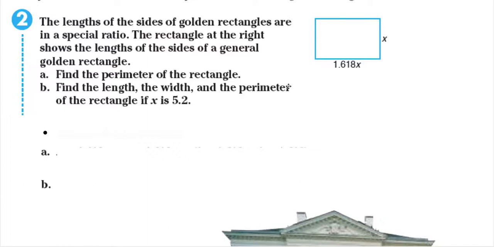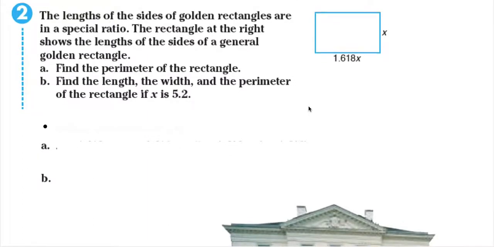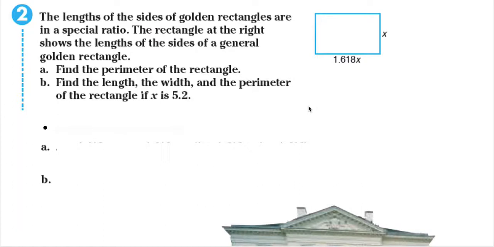Now, why is it called a golden rectangle? Because golden rectangles are a special type of ratio that ensures a strong structure and at the same time is very pleasing to the eyes. So that's a lesson for another day. Let's do this first. Find the perimeter of the rectangle, 1.618x, which is our length, and the width, which is x.